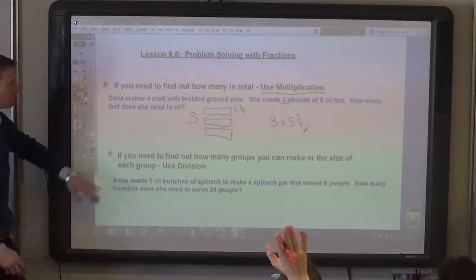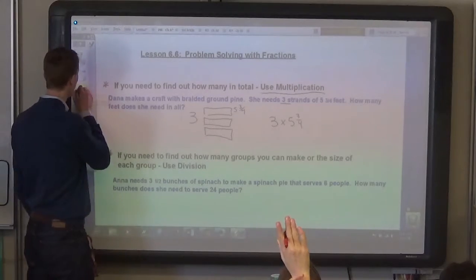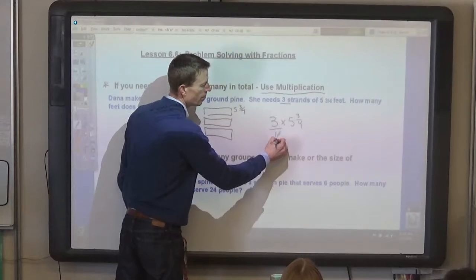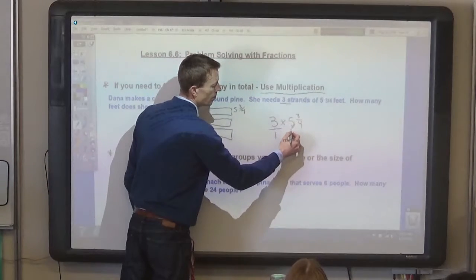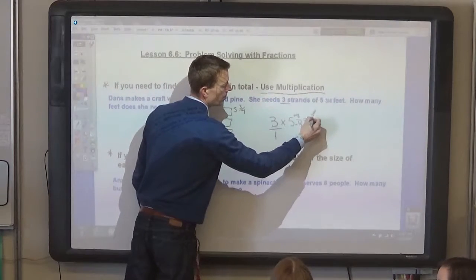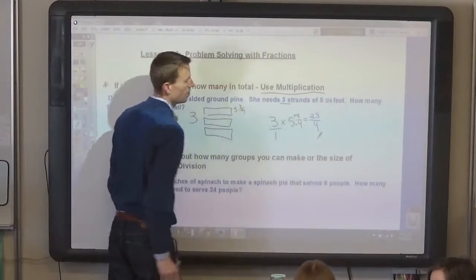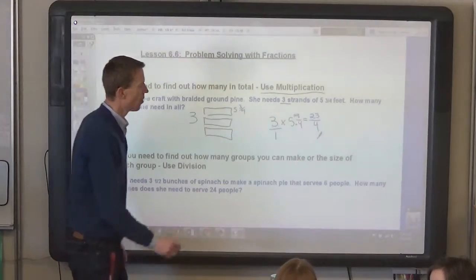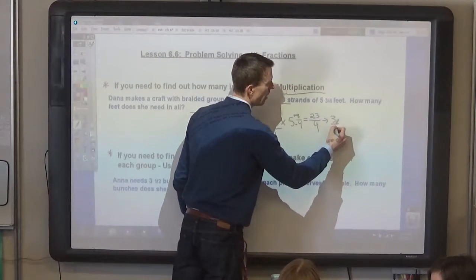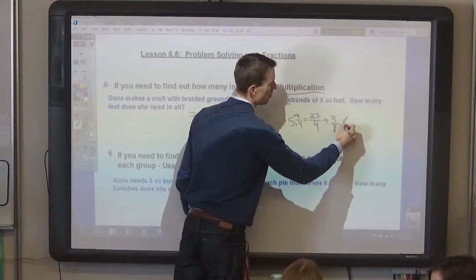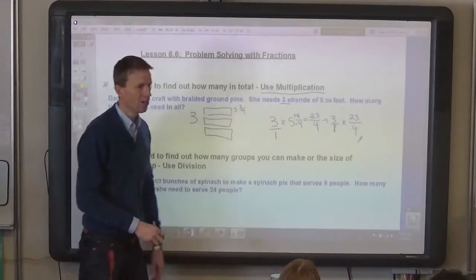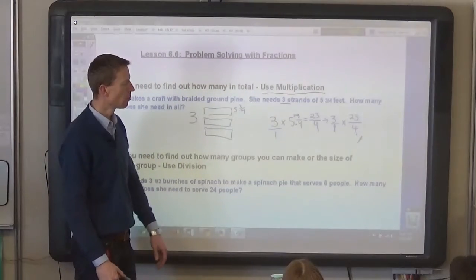So, Kaden? You put 3 over 1, and then you do 4 times 5, which is 20, and then plus 3, which is 23 over 4. So then you have to do 3 over 1 times 23 over 4. Can we reduce this at all? No. So we'll just have to multiply.